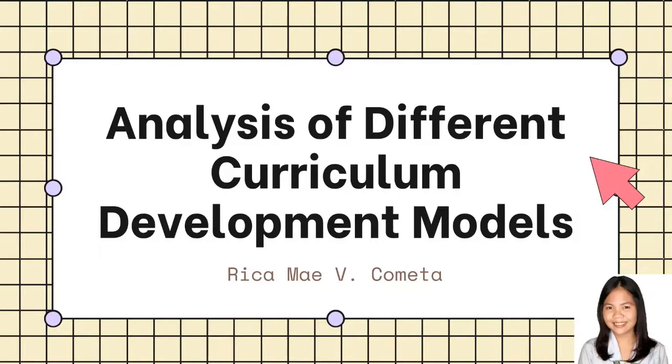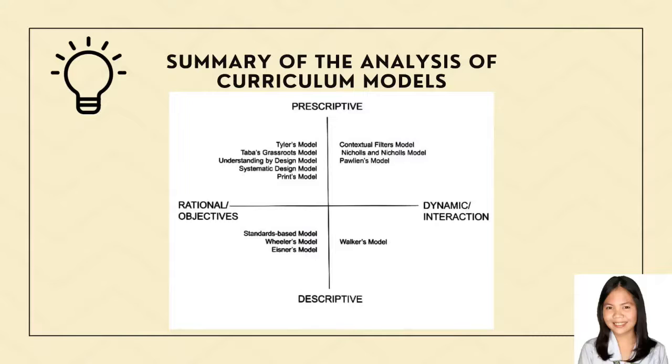So, analysis of different curriculum development models. This will be the last part of Chapter 4. This will be a summarization of what we've talked about earlier from linear model up to dynamic models of curriculum development. This figure that I provided is a summary of the result of the analysis of different curriculum development models in relation to the two dimensions suggested by Print 1993.